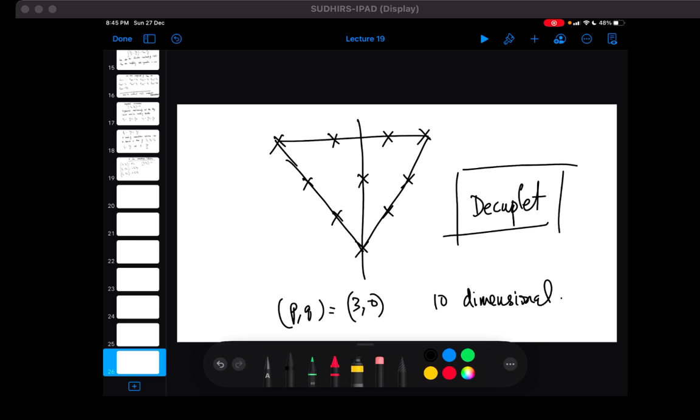The other interesting representation is the 10-dimensional representation, which is also called the decuplet, which is like an inverted Pascal triangle, in which p takes the value 3 and q is equal to 0. There are 4 states along each of the 3 sides, and 1 state in the center.